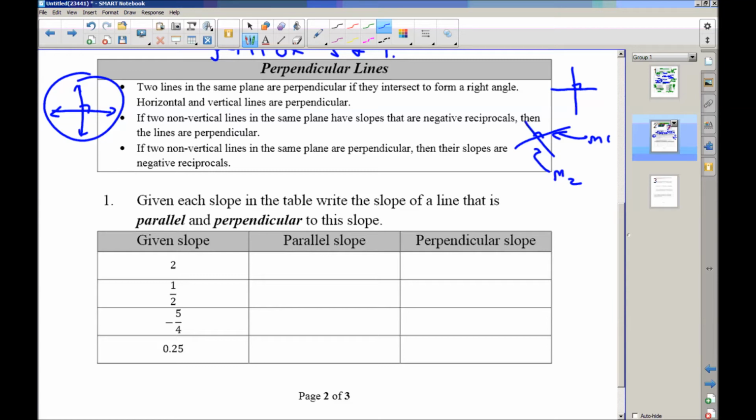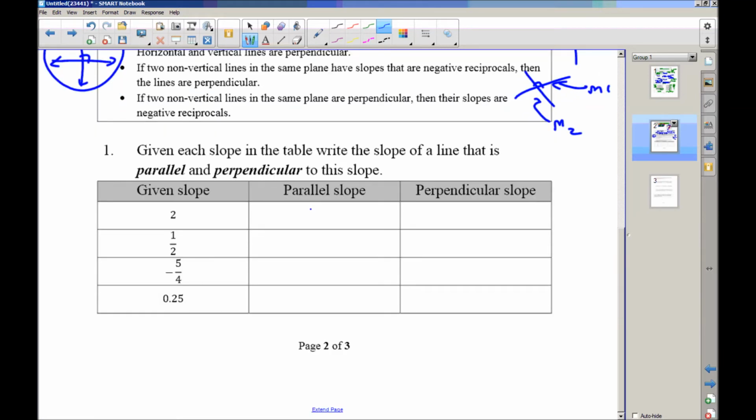So given each slope in the table, write the slope of a line that's parallel and of one that's perpendicular. So we're going to do the parallel real fast. Parallel should be the same slope. Remember, same slope but different y-intercepts. So 2, 1/2, -4, 5/4, and 0.25 is fine. Perpendicular is supposed to have negative reciprocals. So the reciprocal of 2 is 1/2. You just take the fraction and flip it upside down. If it doesn't have a bottom, remember there's always a bottom of 1, and that's why 1 comes up to the top here. And we're supposed to have negative reciprocals, so our slope is going to be -1/2.